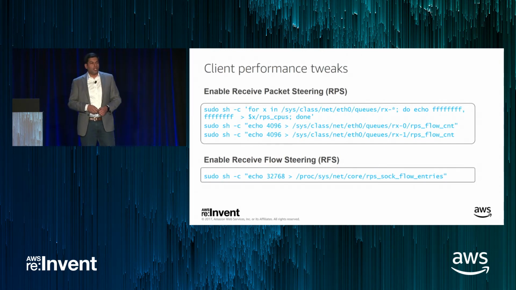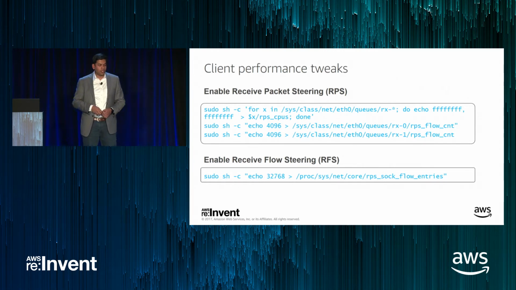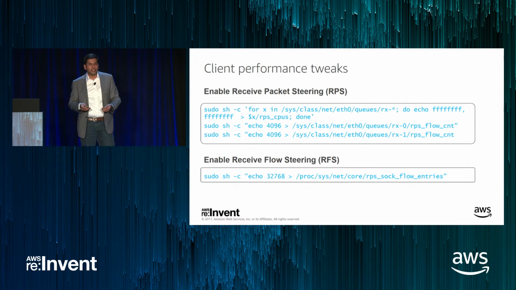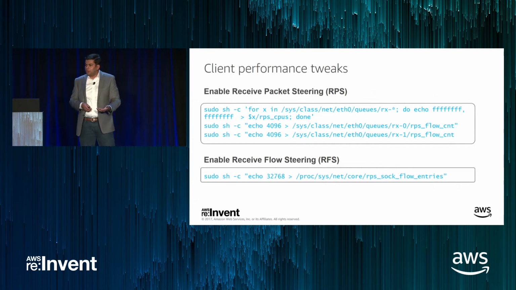Another tweak that you should absolutely consider is setting up RPS, or receive packet steering, and RFS, or receive flow steering, on your instances. What do these mean? Essentially, at a high level, RPS allows you to process your incoming packets through multiple CPUs, so better utilization of your CPUs. And RFS is an extension of RPS, which ensures that your incoming packets are being processed by the same CPU, their CPU affinity, so that your cache is being utilized better.